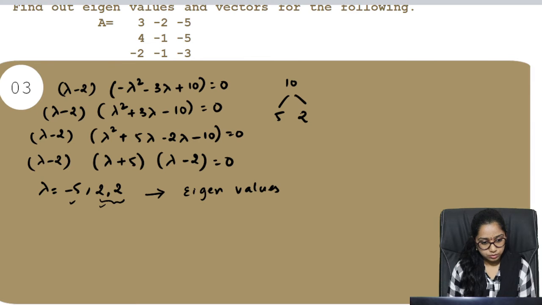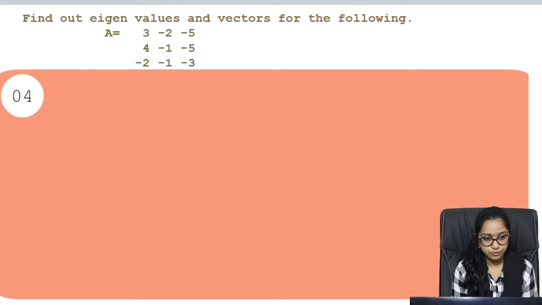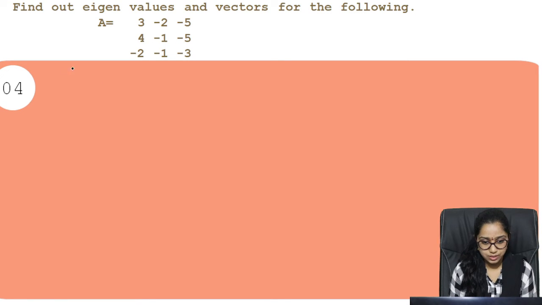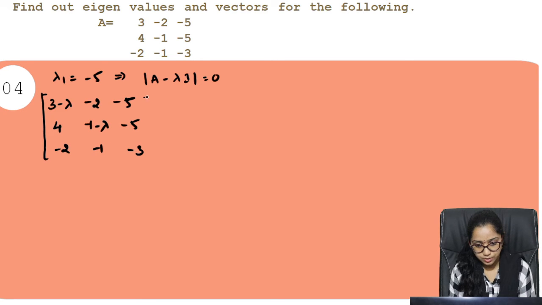So let us consider lambda 1 as minus 5 and substitute it in the characteristic equation. That is, lambda 1 is equal to minus 5, and substituting this in determinant of A minus lambda I equal to 0 gives you, as we have written earlier, okay, let me write the characteristic equation first: minus 5, 4 minus 1 minus lambda, minus 5 minus 2 minus 1 minus 3.